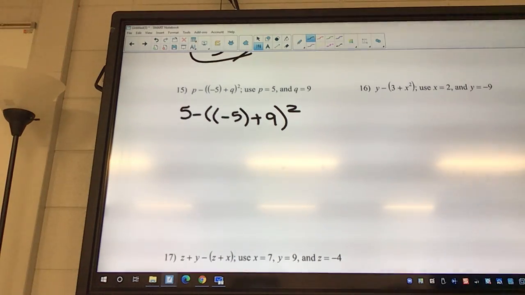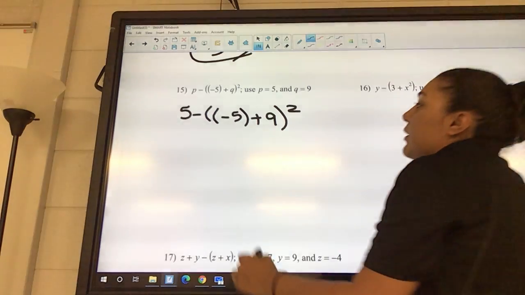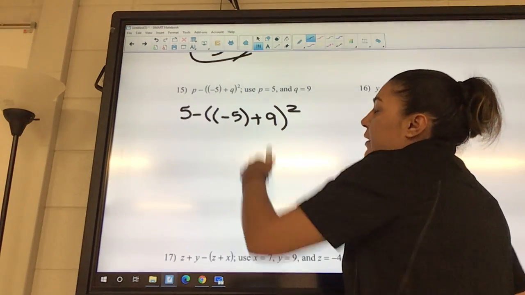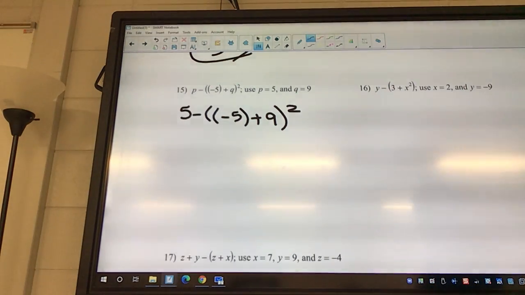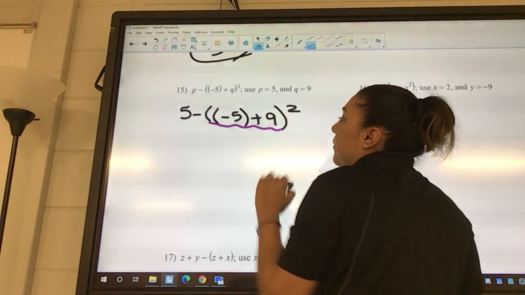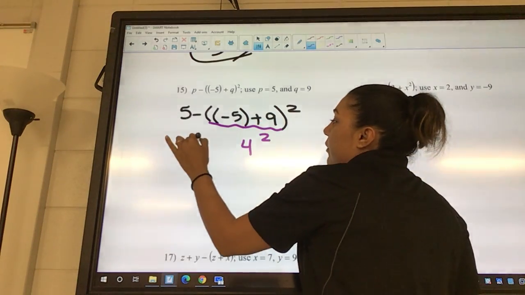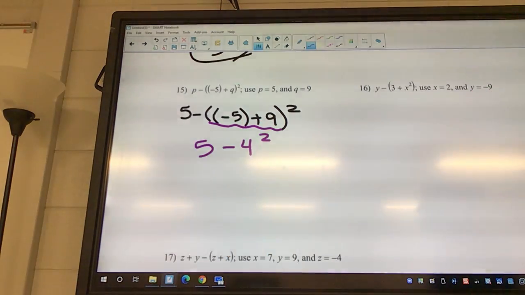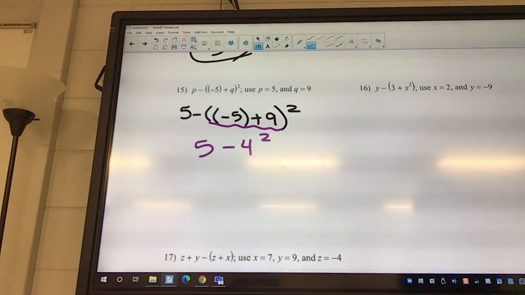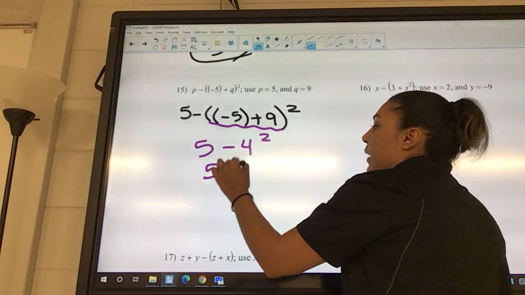Okay, same thing. These calculators are pretty nice, they'll do most of this for you. So we always have to do the parentheses first. -5 plus 9 is going to be what? 4. And then we still have this squared, so I have 5 minus 4 squared. What is 4 squared? 16. So it's really going to be 5 minus 16.